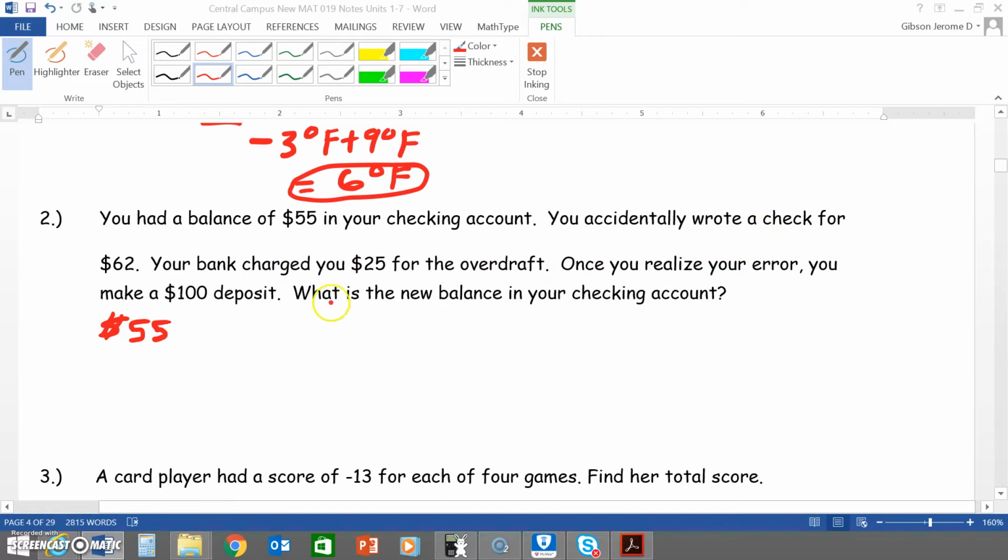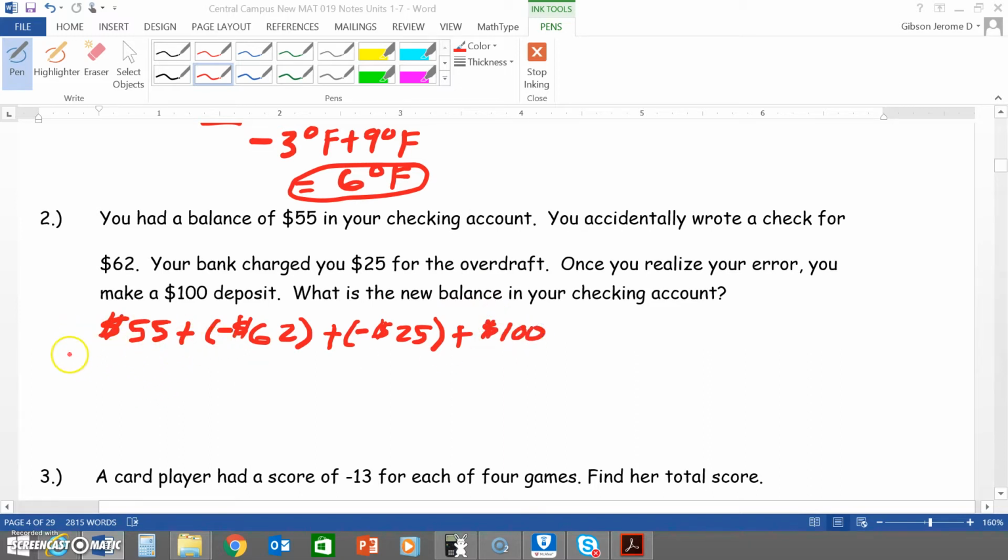Then you wrote a check for $62. Now we know that takes money out of your account. So we would add a negative $62 because that's taking $62 out of your account. And then the bank charged you $25 for the overdraft. That's also taking money out of your account. So it'll be a negative $25. And then once you realize your error, you make a $100 deposit. So you will add $100 to your account.